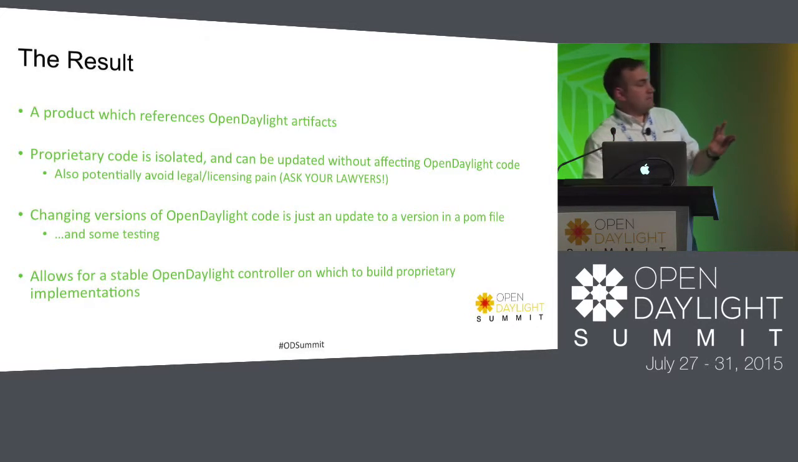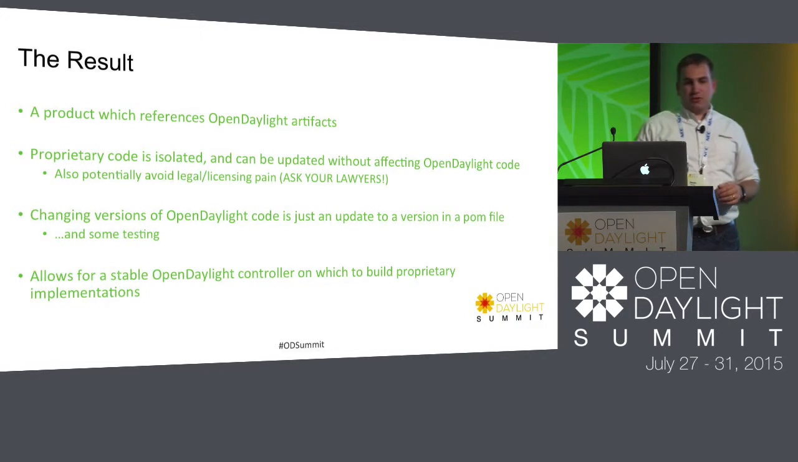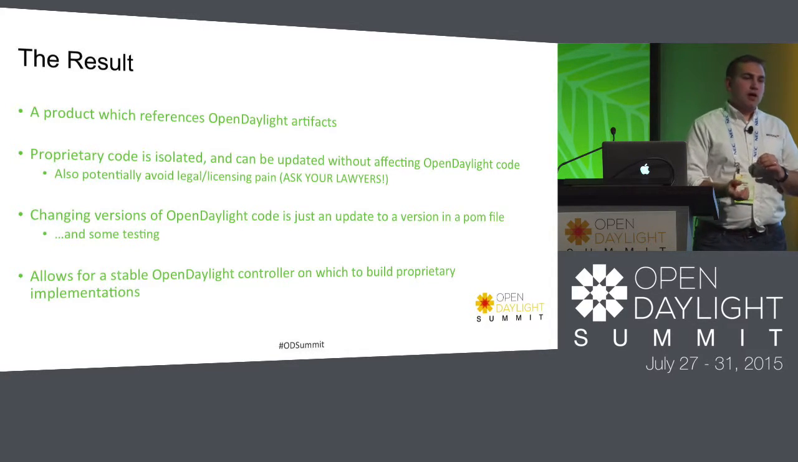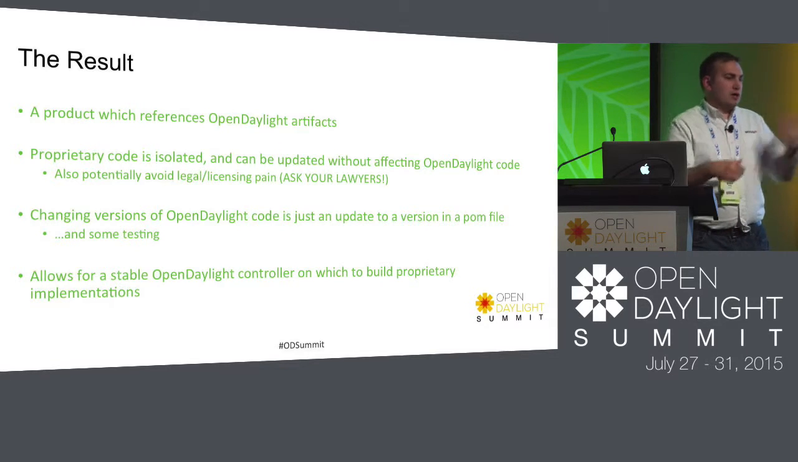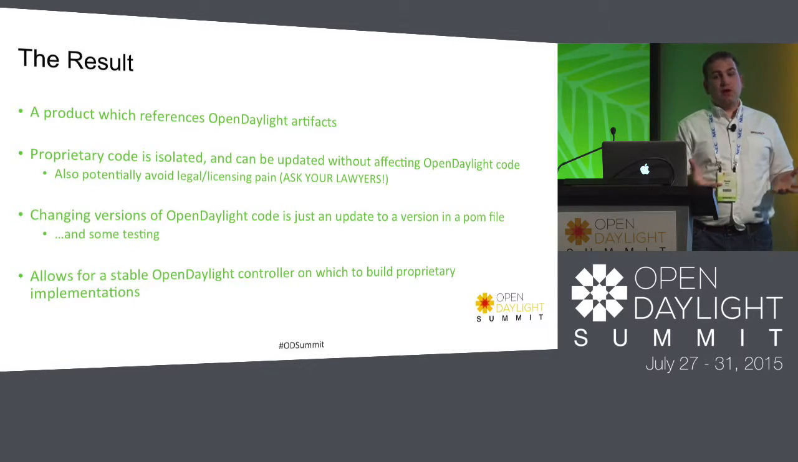You have fewer risks around having to upstream your code or expose it, fewer licensing concerns. Again, make sure you talk to your lawyers. And when you change versions of OpenDaylight code, if you leverage Maven correctly, you're just tweaking a POM file. You're just saying, I want this version of the jar, not this version. And if the APIs stay the same, all the change is just your pom.xml.